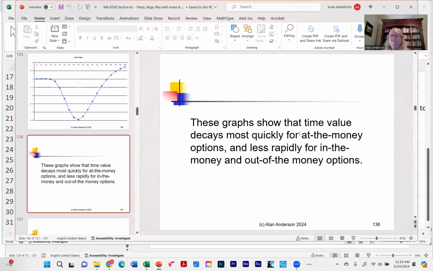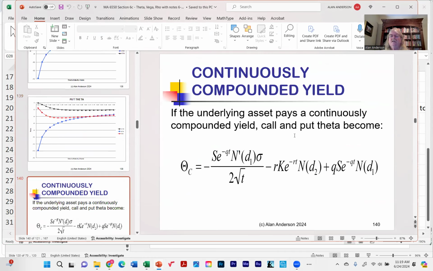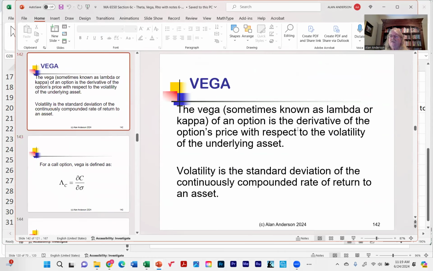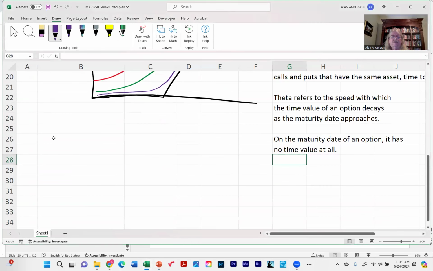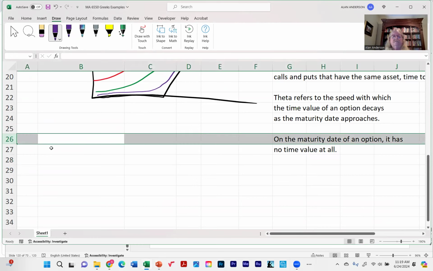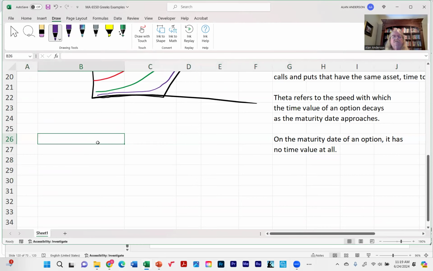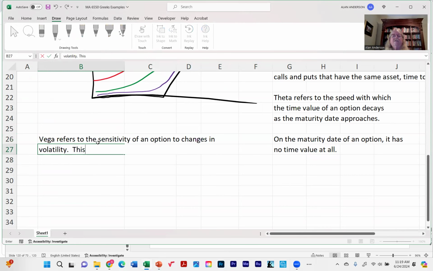So we don't need to dwell on this too much, but I also want to go through the last two very quickly. Vega, the badly named Vega, because it's not a Greek letter, refers to the sensitivity of the option's price to changes in volatility. Okay, so let me put this in here. Now, what's interesting is that this value is always positive.